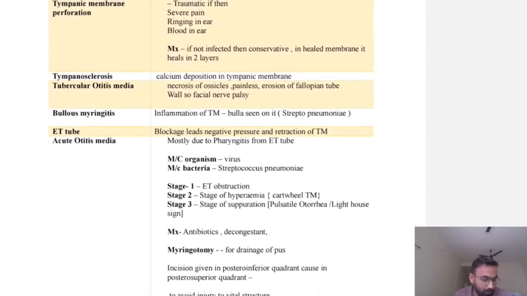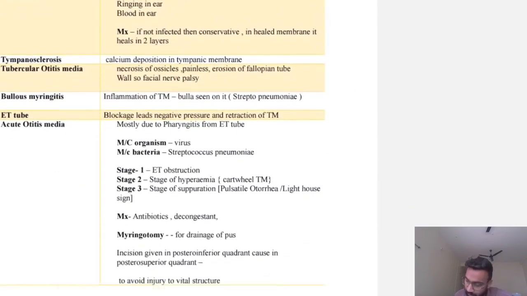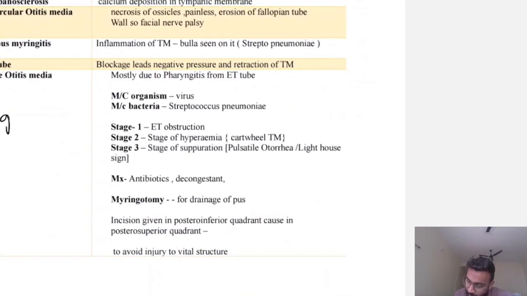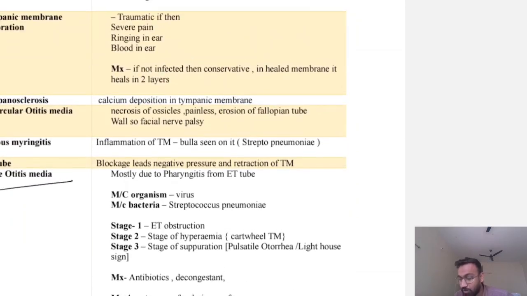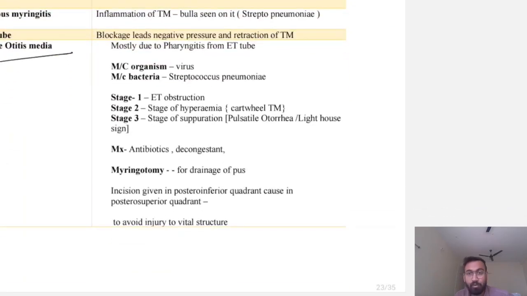So let's talk about otitis media. So what is otitis media? It is infection of the middle ear. Infection of middle ear is otitis media. Now it can be acute otitis media or chronic otitis media. If the duration is less, it is acute, and if duration is more, that is chronic.